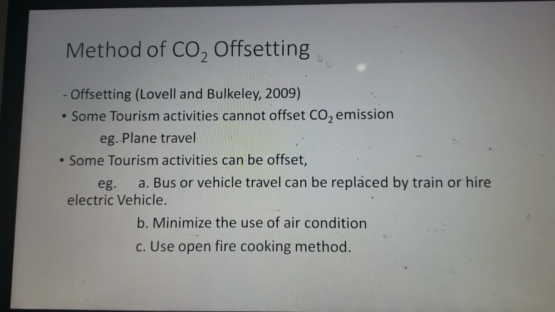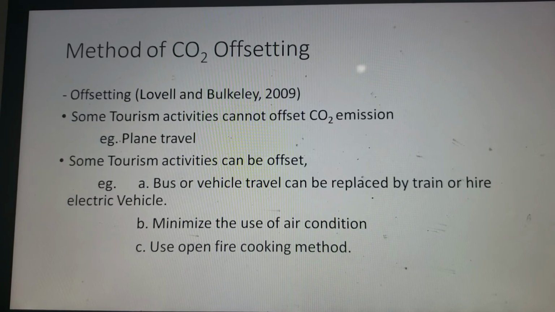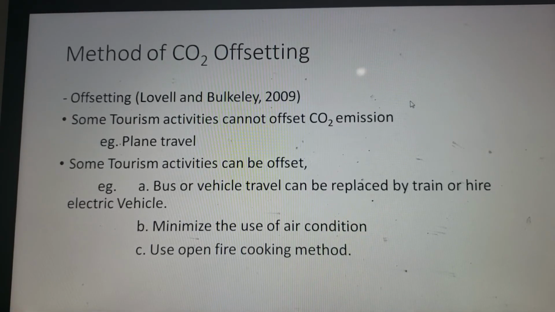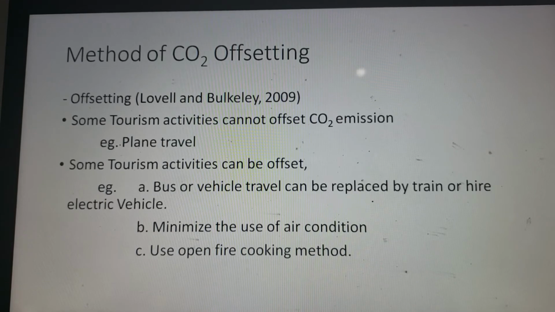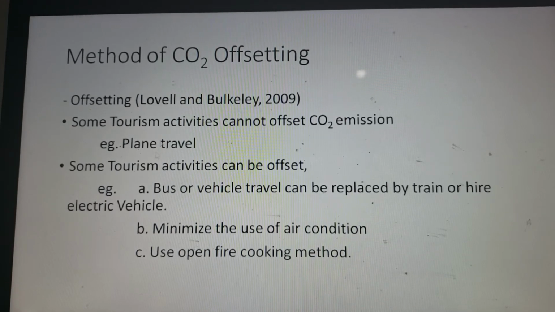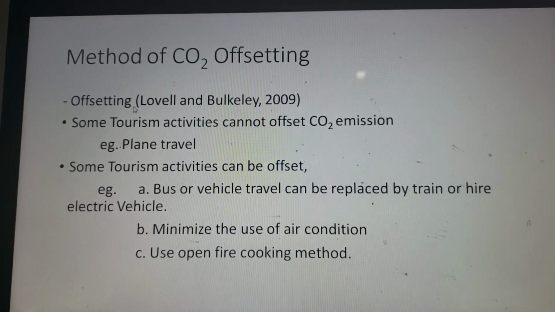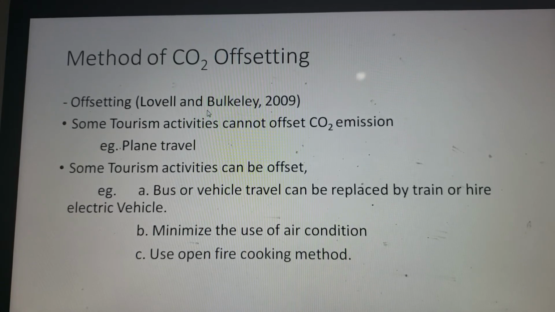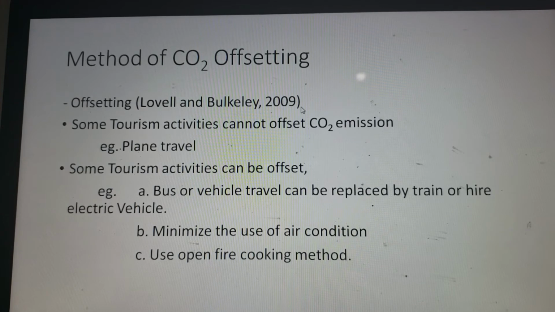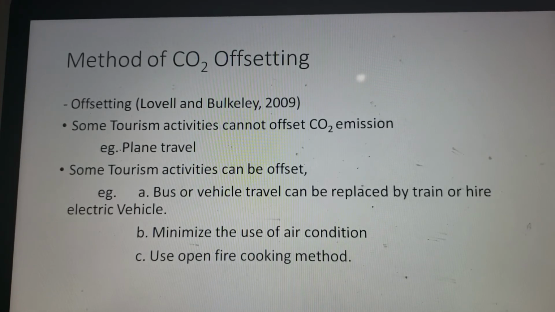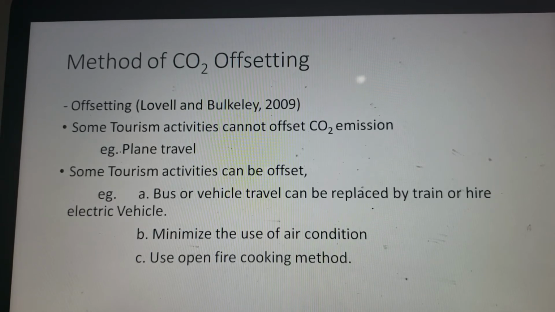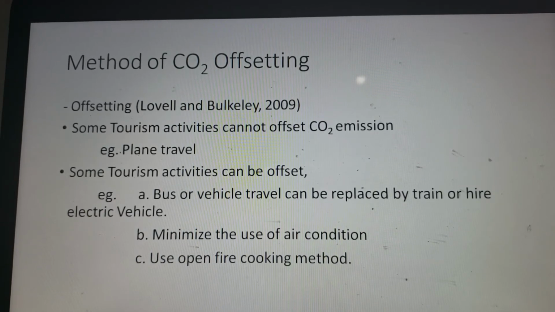So, what is carbon dioxide offsets? Or what is the method of carbon dioxide offsets we are going to use? As we look at the offsets, Lovell and Barkley 2009 say offset is the opportunity or counteraction that can prevent or reduce greenhouse gases entering the atmosphere.